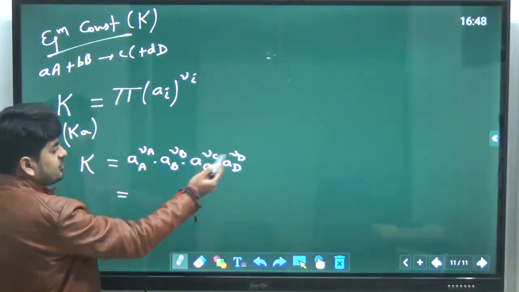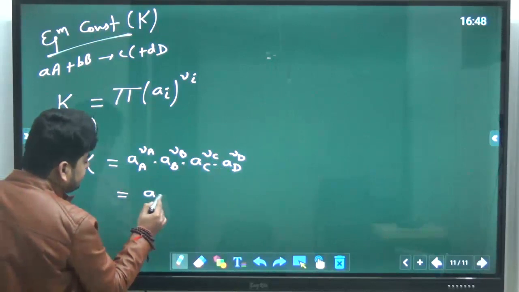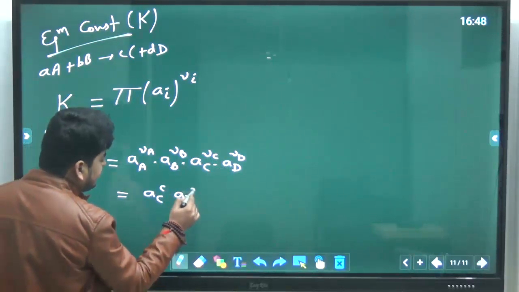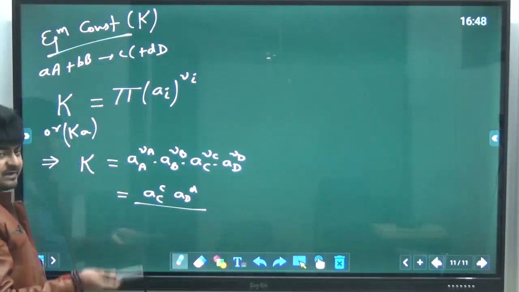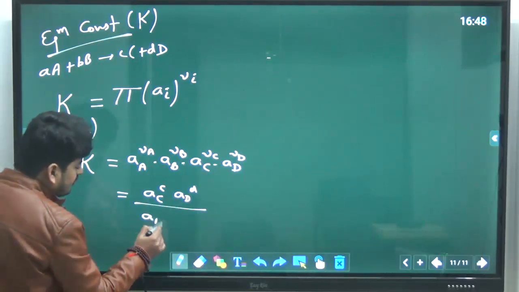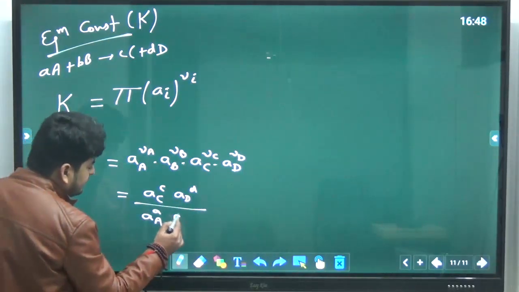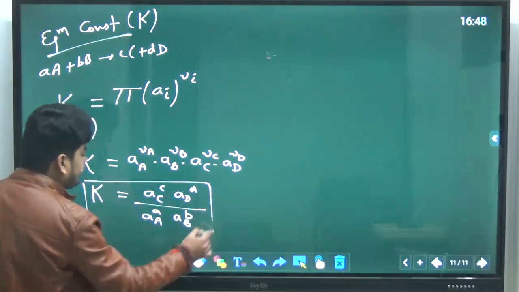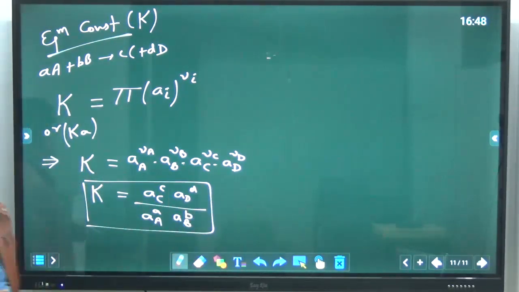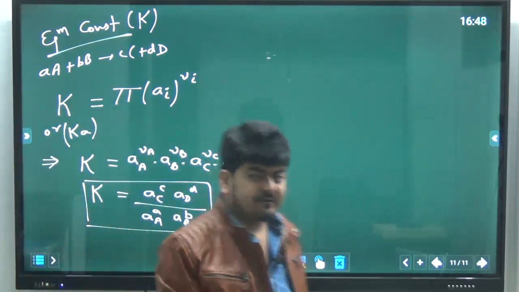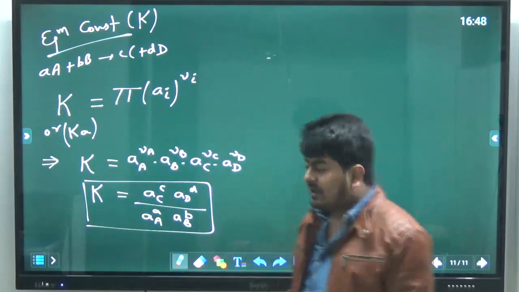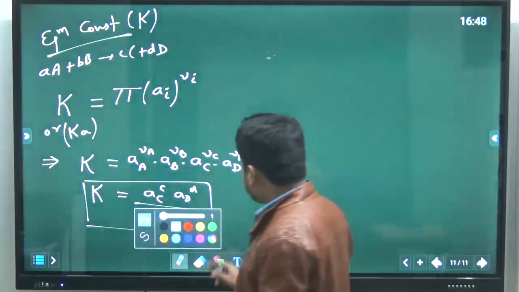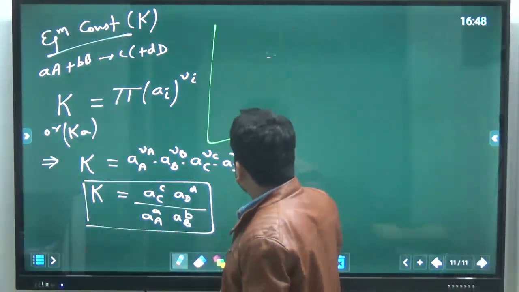Okay. So we know that for products stoichiometric coefficients are positive, so it will be a_C power c, a_D power d, and for reactants they are negative, over a_A power a and a_B power b. So that's how we can define the equilibrium constant. Okay, and now we have the different forms of equilibrium constant as well. Let's see what those different forms are.